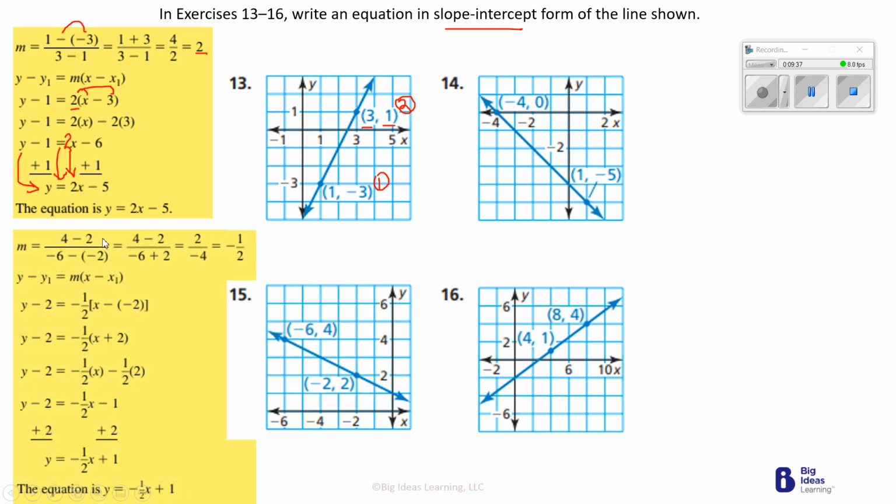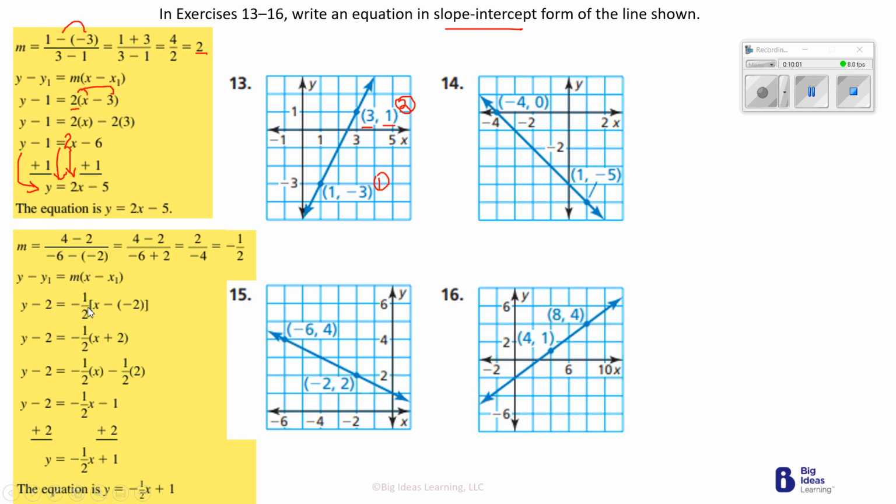Once again, they plugged in the slope formula. They took 4, right, and they minus 2, and they took negative 6 and minus negative 2. 4 minus 2, of course, is 2. Negative times a negative is a positive, so negative 6 plus 2 will give us negative 4. That gives us a negative 1/2 for our slope.